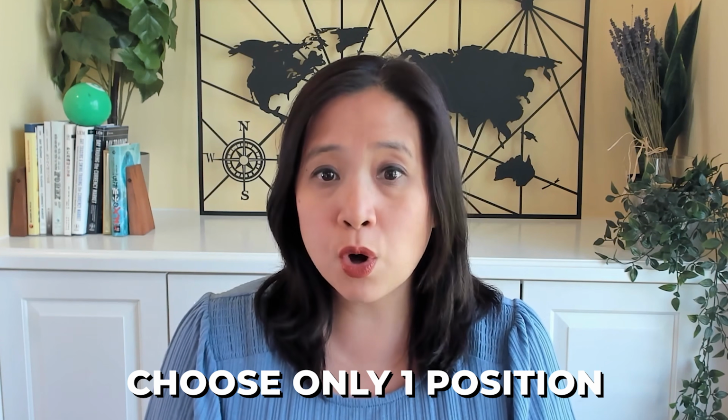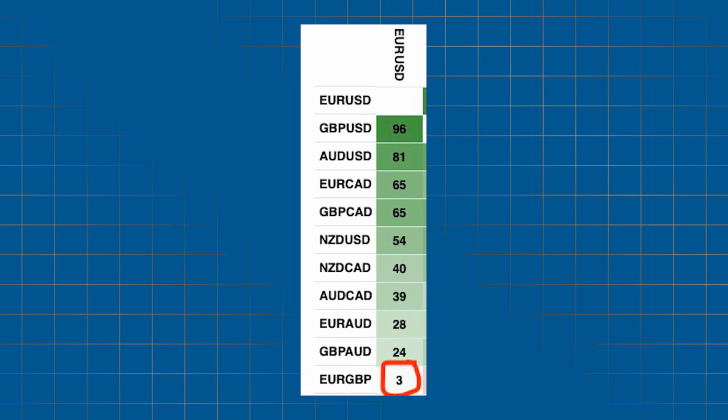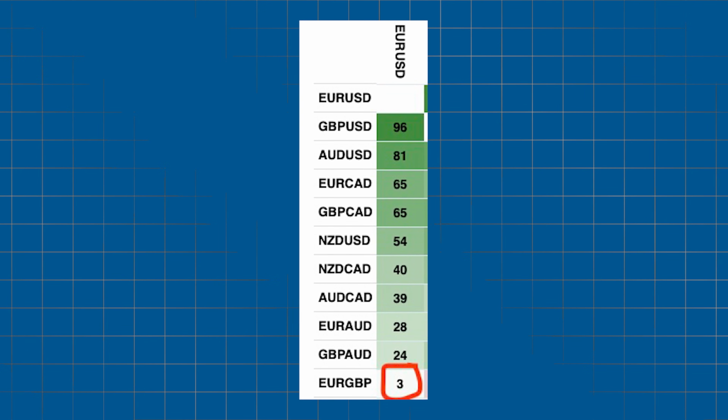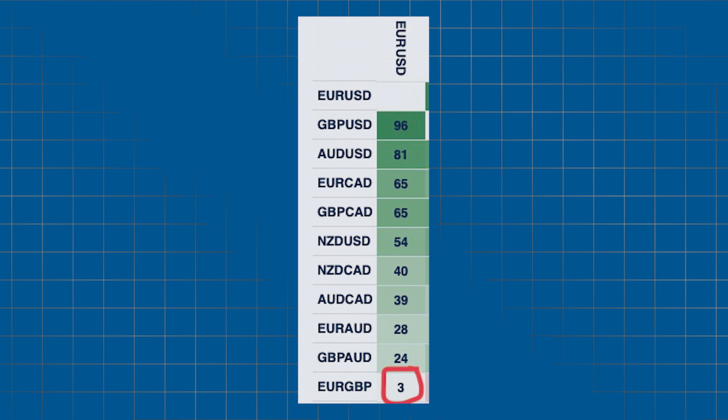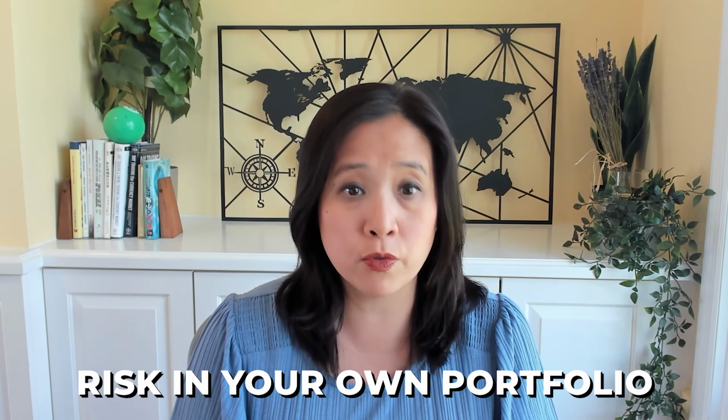To manage this, seasoned traders might have smaller positions for each, choose only one position, or trade a currency cross that doesn't involve the US dollar. For example, you can see that euro dollar and pound dollar has a 3% or basically zero correlation. Understanding these correlations will really allow you to have a better understanding of the risk in your own portfolio, the risk that you have in the market at any point in time, and how bad things can get if the market doesn't go your way.